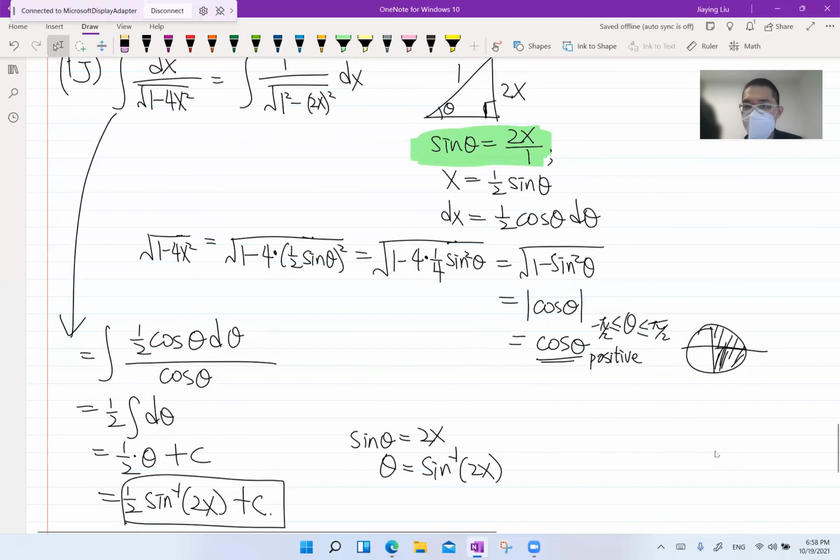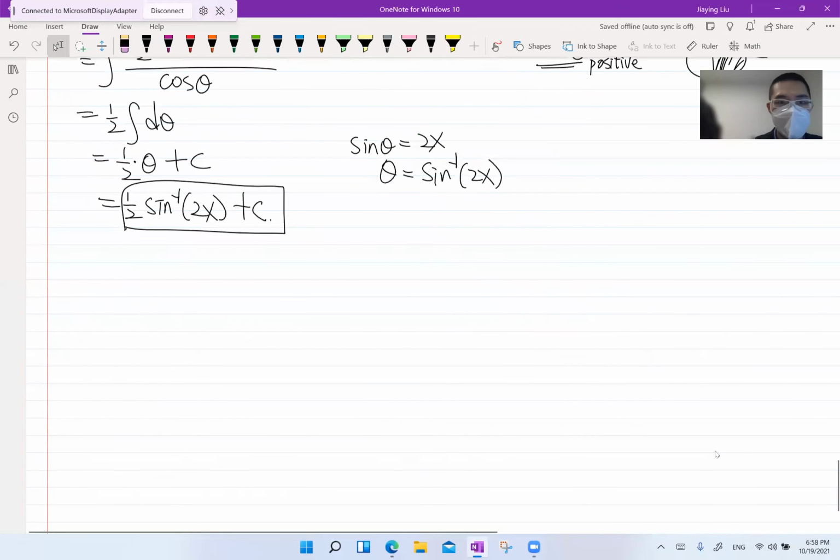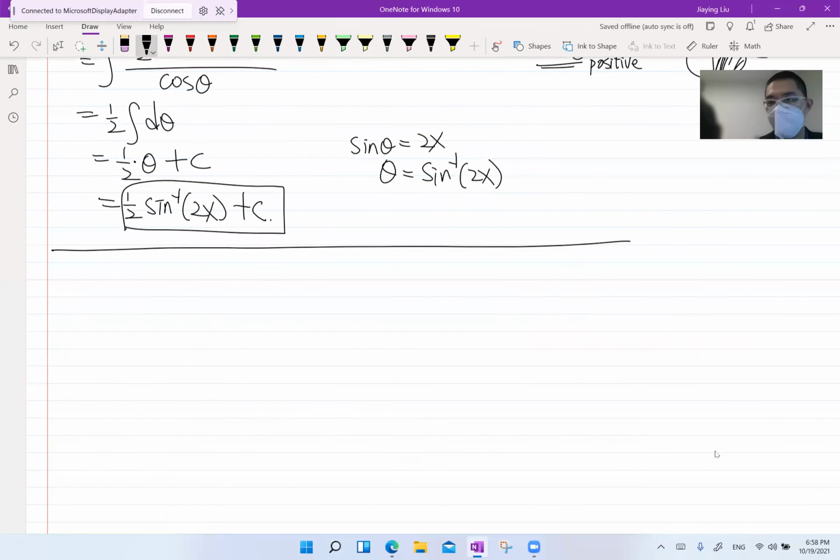So that's 1j. Now we can go to number 2. All right, so 2b is the question there. Just like I said before, if you have any questions, feel free to leave a comment. So 2b, and then we can look at 2e.